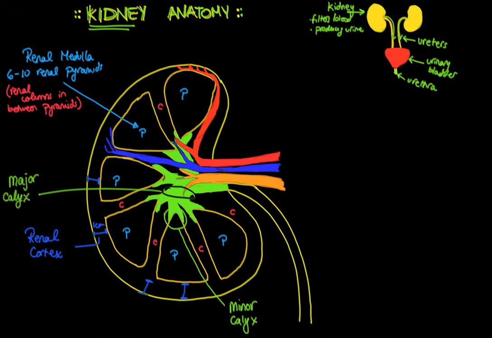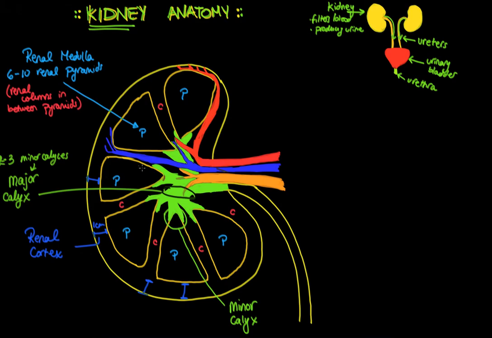Okay, so you have a minor calyx at the end of each renal pyramid, and then they're going to pool together to form what we call the major calyx. So around 2 to 3 minor calyces are going to pool to give you a major calyx. So 2 to 3. Okay.